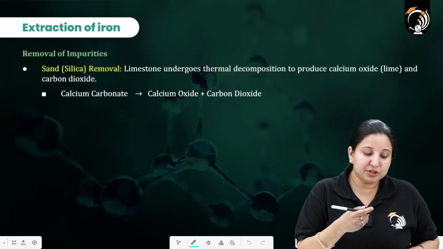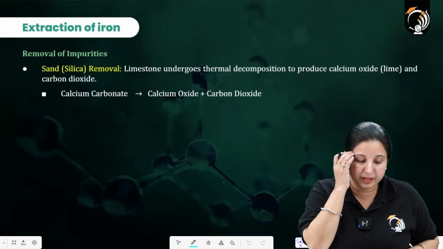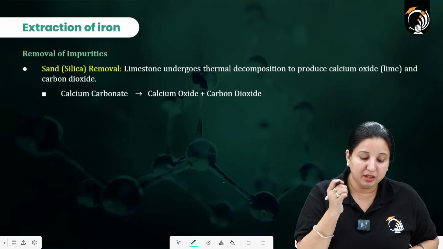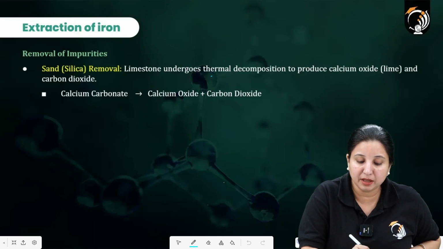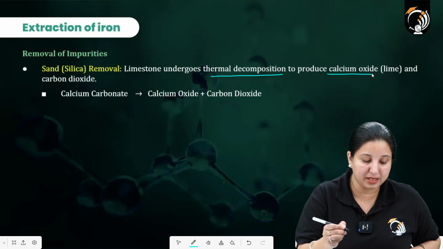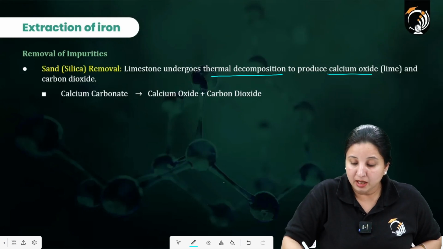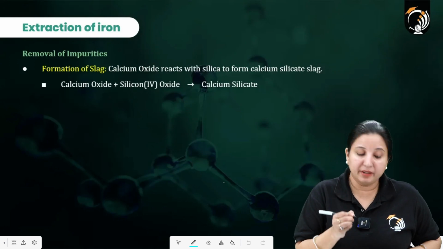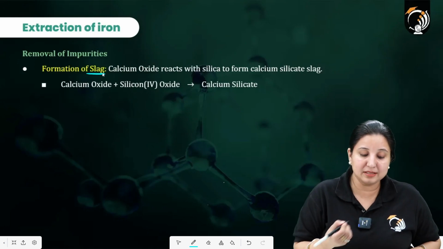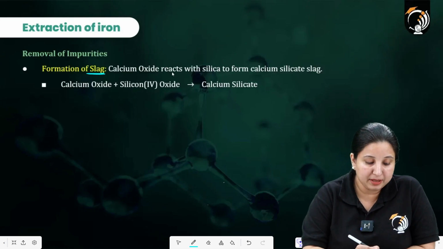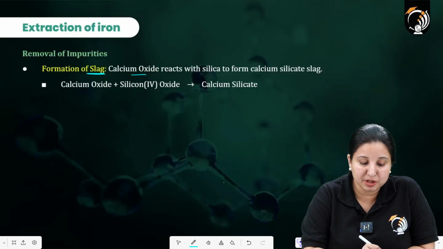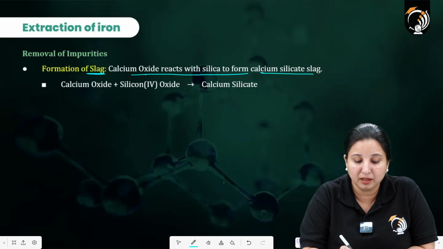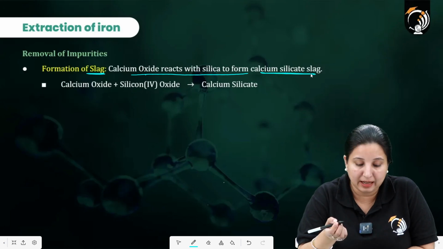Now, in this extraction, we get removal of the impurities, that is the sand or silica. Limestone undergoes thermal decomposition to produce calcium oxide and carbon dioxide. Now, from this part, we get a question: what is the slag? Basically, the calcium oxide reacts with silica to form calcium silicate, and that is slag.